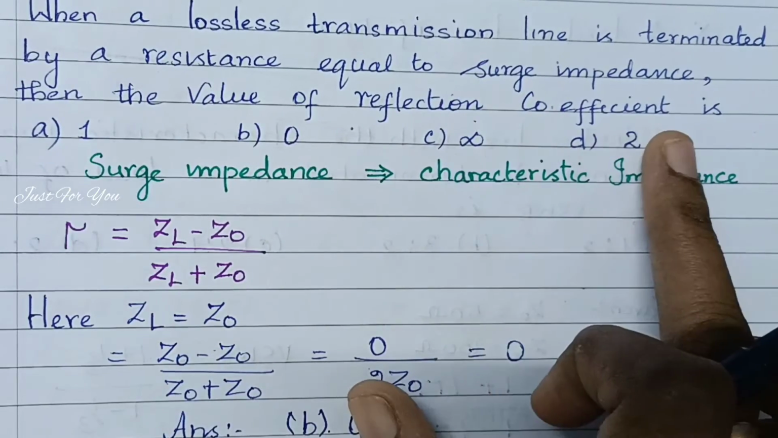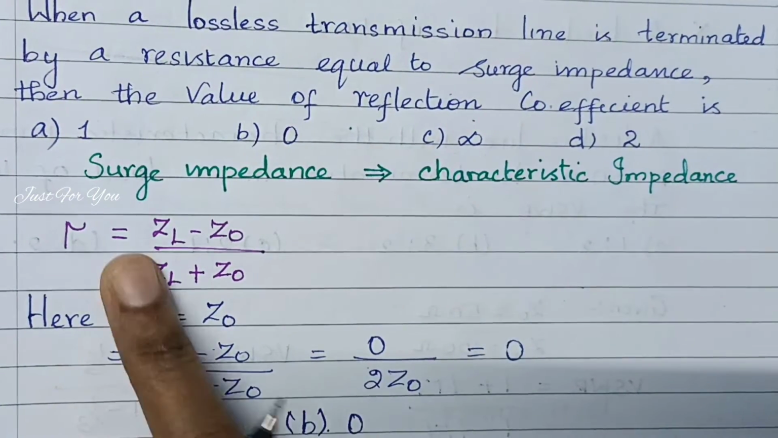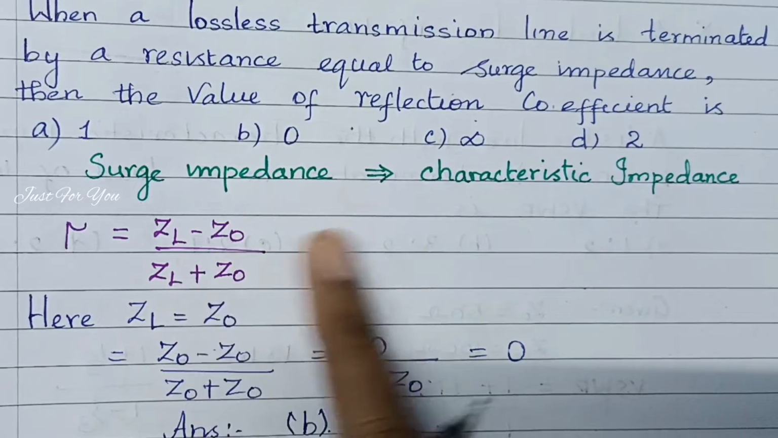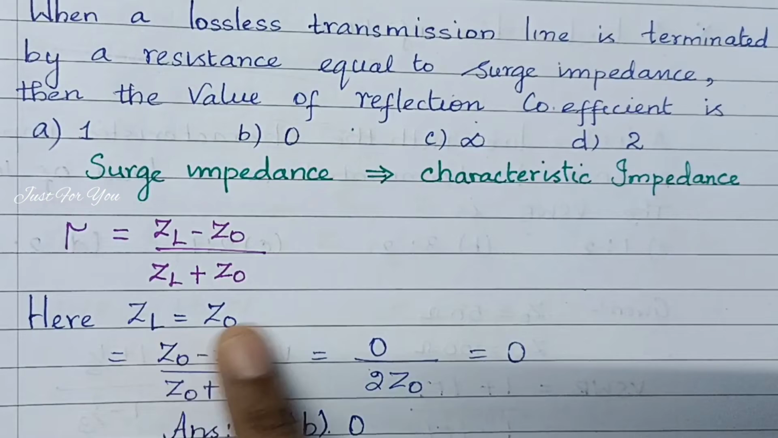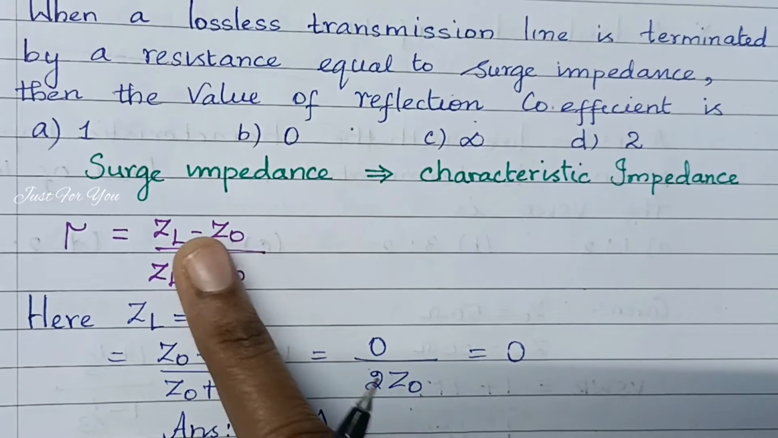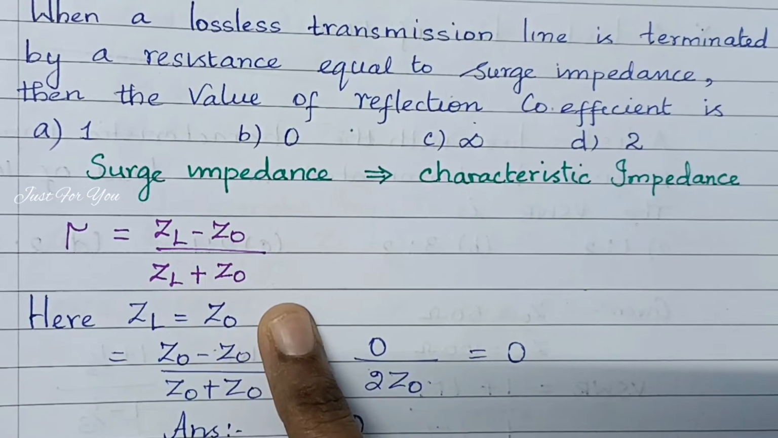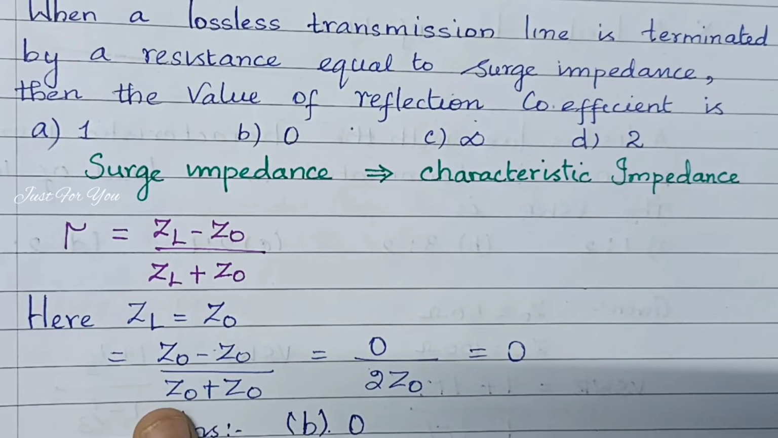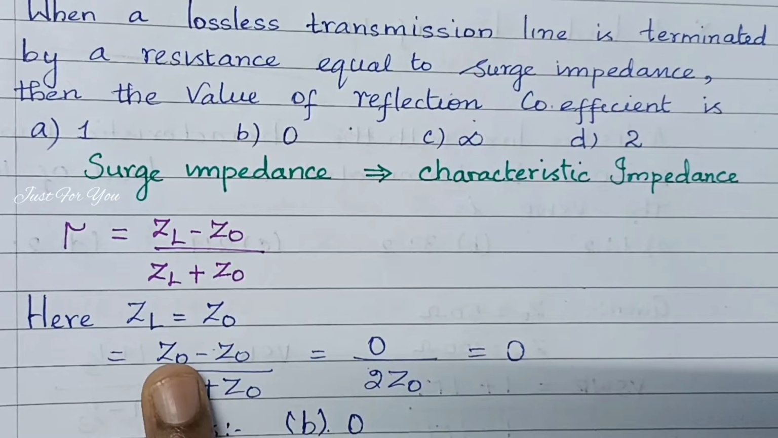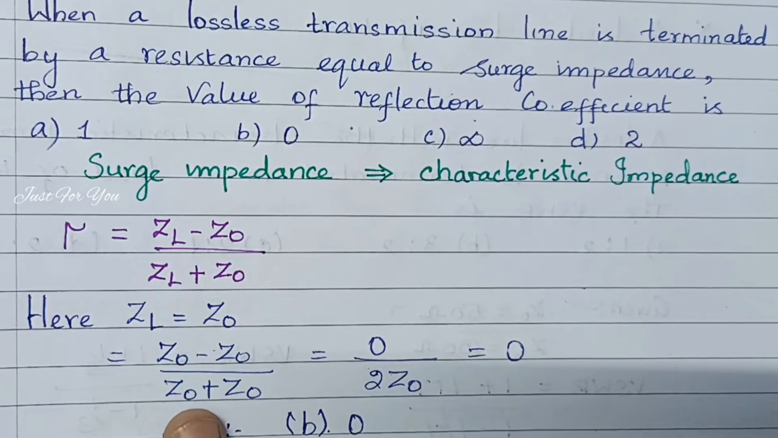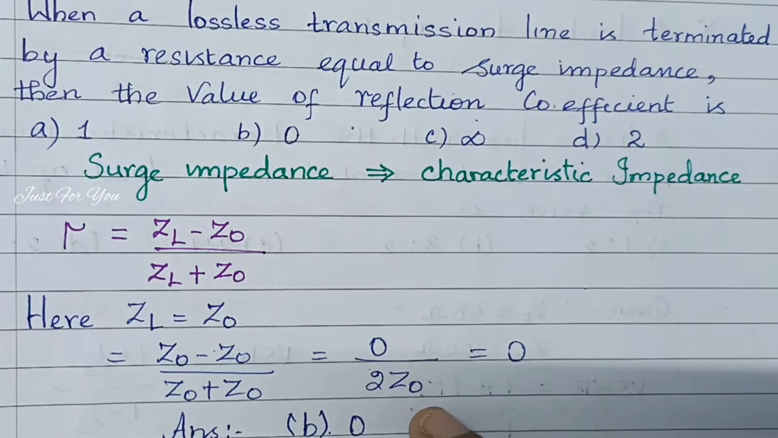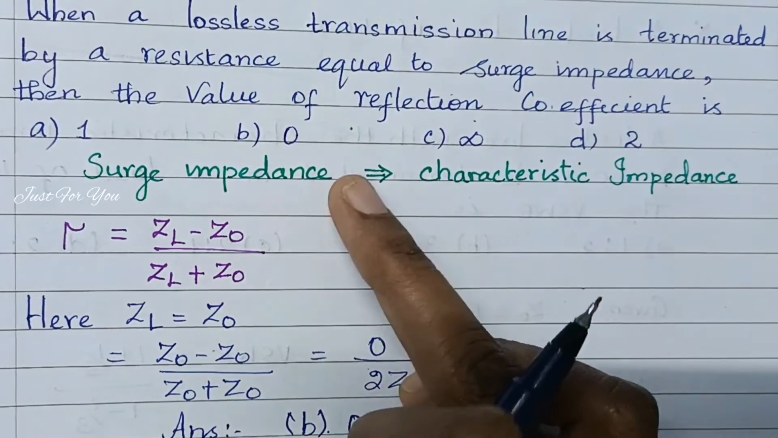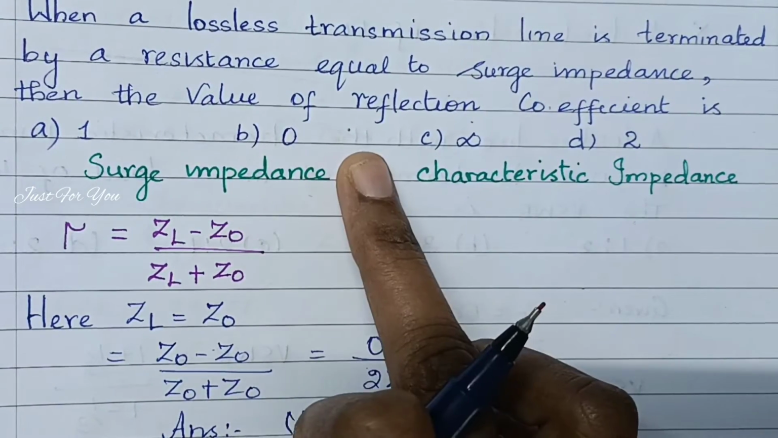Now we have to find the reflection coefficient. Formula to calculate reflection coefficient is (ZL minus Z0) by (ZL plus Z0). So here we know that ZL is equal to Z0. So in the place of ZL we are going to substitute Z0. Z0 minus Z0 by Z0 plus Z0. Z0 minus Z0 is equal to 0. Z0 plus Z0 is equal to 2 Z0. So we will get 0 by 2 Z0 which is equal to 0. Finally, from the given options, option B is correct.